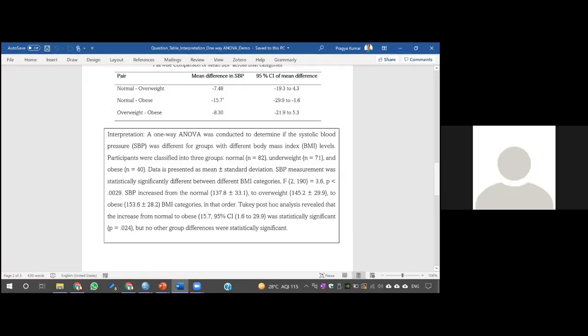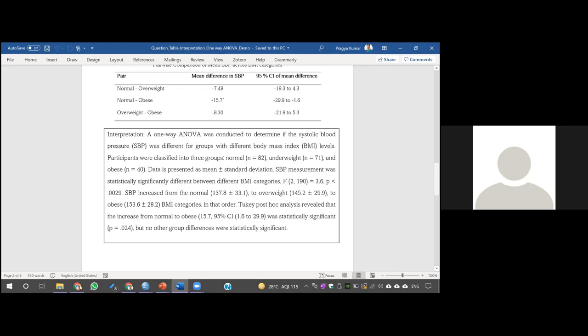One-way ANOVA was conducted to determine if the systolic blood pressure was different for groups with different body mass index, BMI levels. Participants were classified into 3 groups: normal 82, overweight 71, and obese 40. Data is presented as mean plus or minus standard deviation. Systolic blood pressure measurement was statistically significantly different between different BMI categories, with the degrees of freedom 2 and 190.